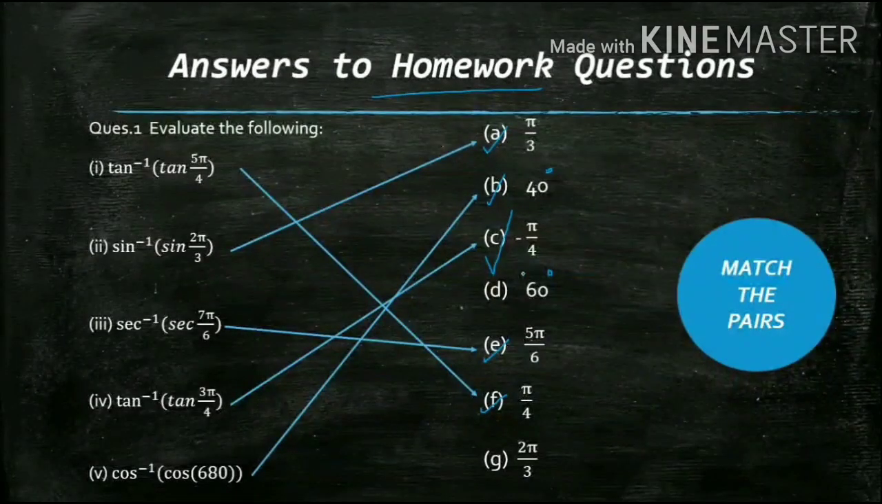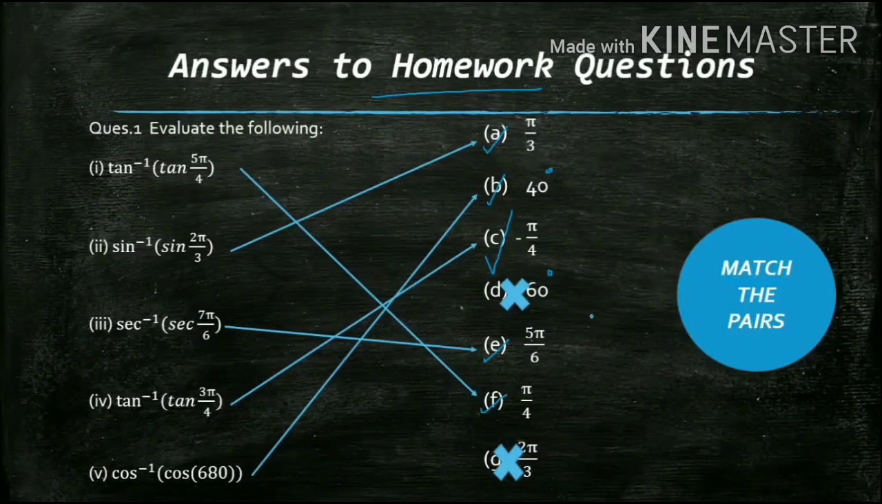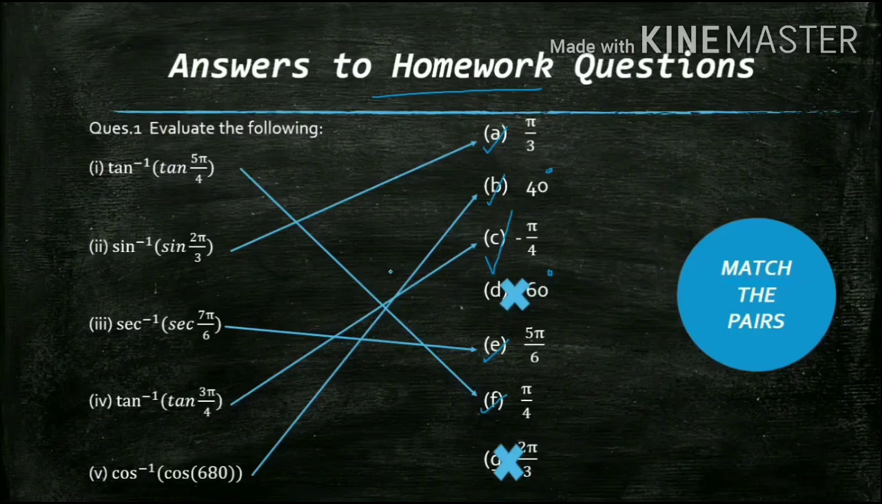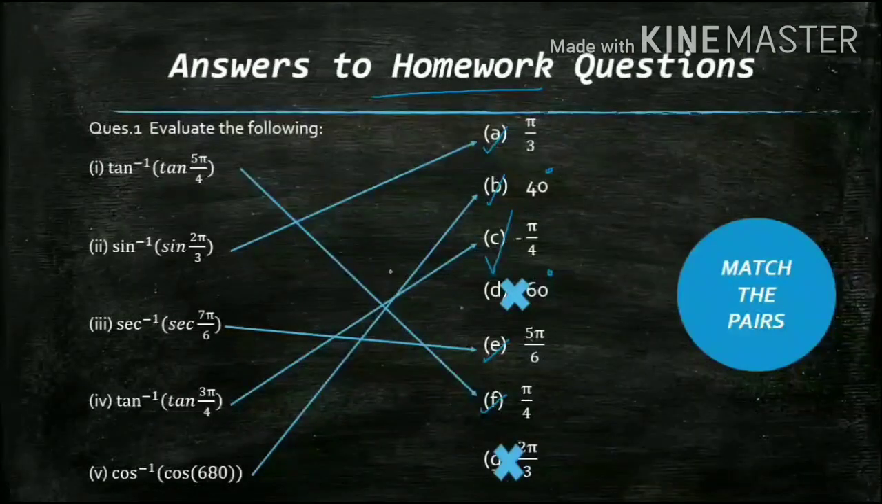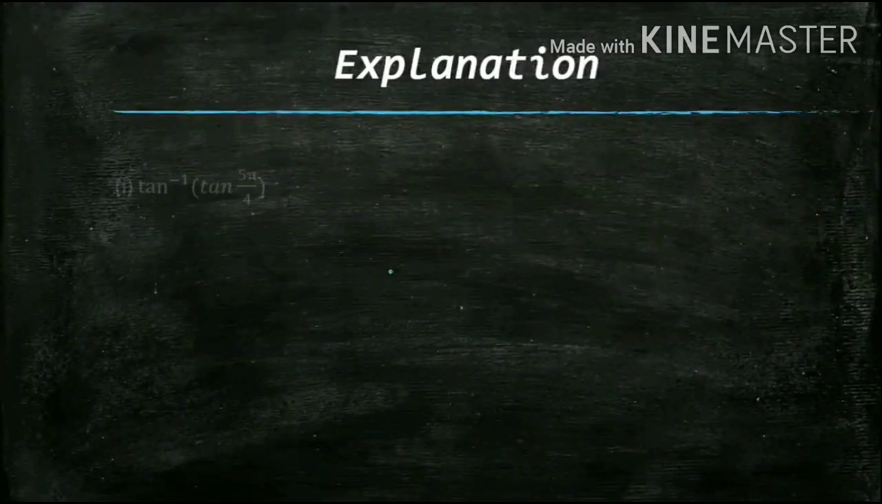So that means option number D and option number G were wrong. I hope all your answers are correct. If not, then please watch the explanation, and I'll explain in detail the answers to these questions in order to clear all your doubts. So let's come to the explanation part.